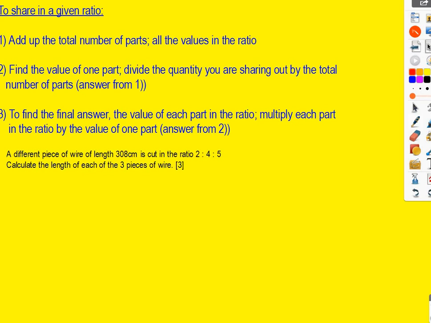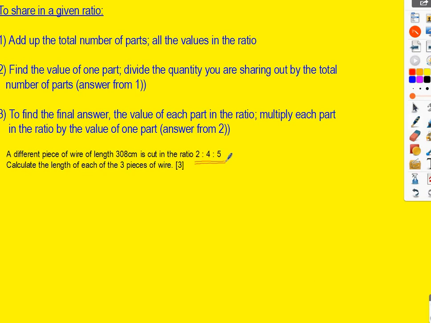We're going to apply those 3 stages to a question that you can see in black here. The question says, a piece of wire of length 308 centimetres is cut in the ratio 2-to-4-to-5. You can see here the ratios aren't the same. It's not 1-to-1-to-1, so the pieces aren't going to be the same. They're all going to be a different length. Calculate the length of each of the 3 pieces of wire. This has come from a previous GCSE question paper, and you can see at the end in brackets, it's 3. It'd be a 3-mark question.